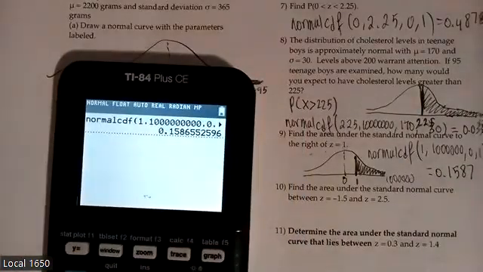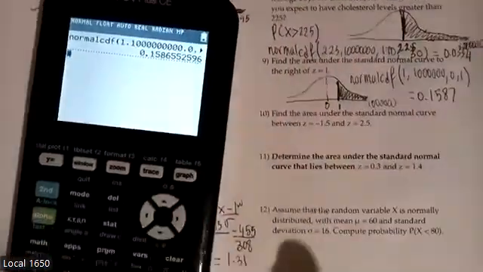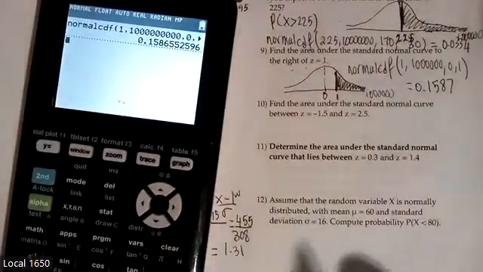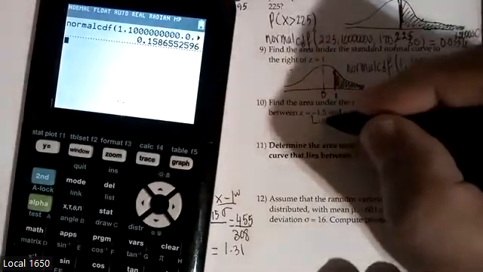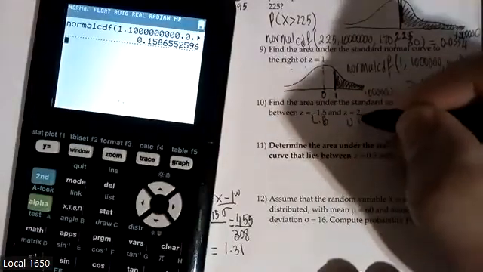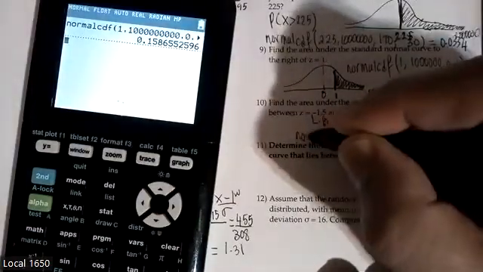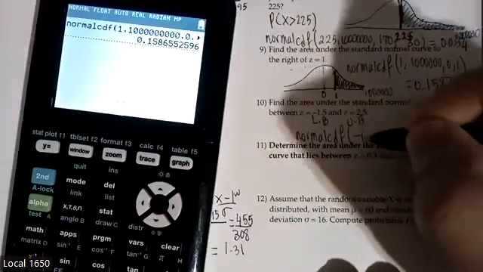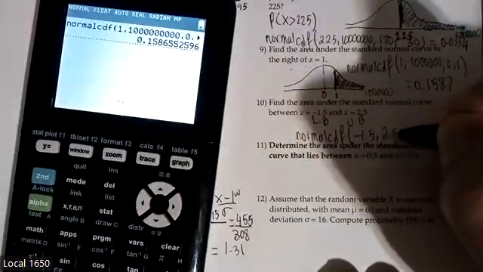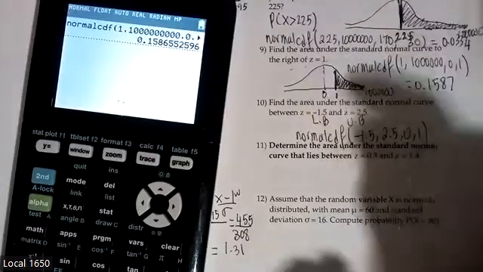Okay. Number 10. See, I'm doing a lot of practice here, so you can feel how this formula is used. Find the area between negative 1.5 and 2.5. That should be easy, guys. This is your lower bound, and this is your upper bound. So it will be what? Normal CDF, negative 1.5, 2.5, 0, and 1.